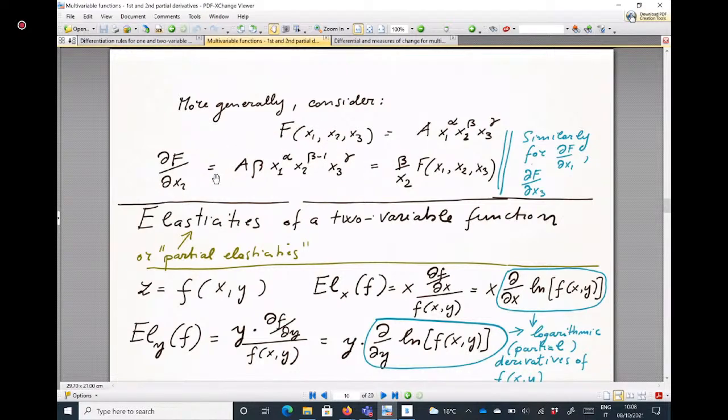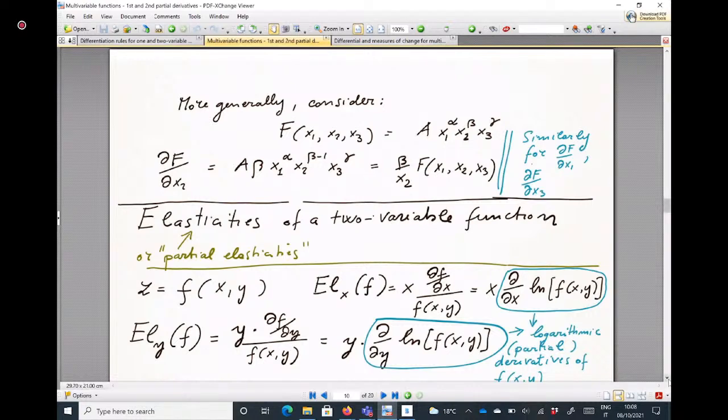So the other variables x1 to the power of alpha, x3 to the power of gamma remain as constants, multiplicative factors. And what matters is capital A times beta, which is the exponent of x2, times x2 to the power of beta minus 1. The other factors remain the same. And this is again beta over x2 times the original function of the three variables, okay? So this structure is much more general than in the case of one or two variable functions. The same for n variables. You can try with 4, for instance.